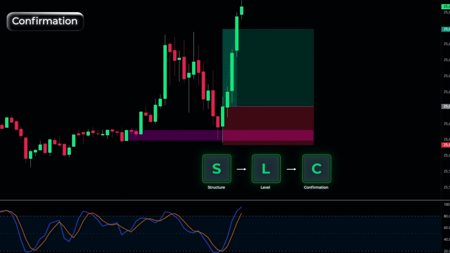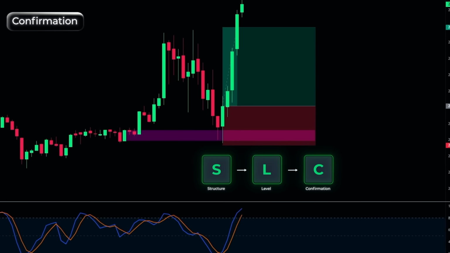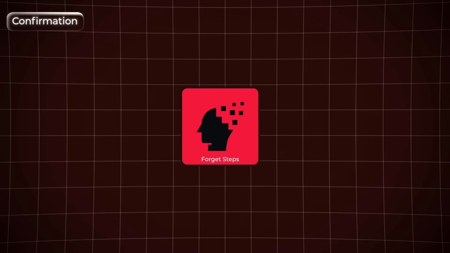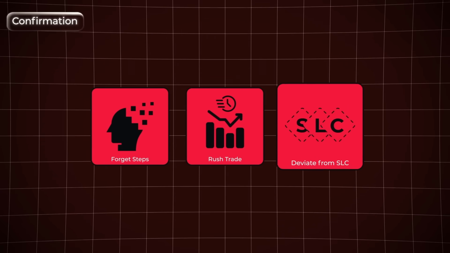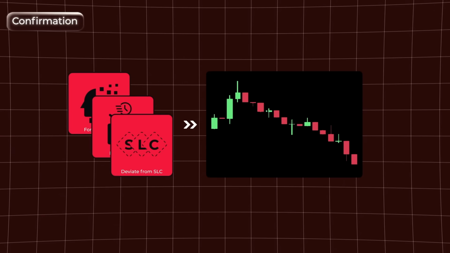You may understand these concepts when watching my videos, but when you actually sit down and begin trading them yourself, everything can become messy. You might forget some steps, rush into trades, or even deviate from the SLC system. In the end, you'll end up losing trades yet again and drain your account.